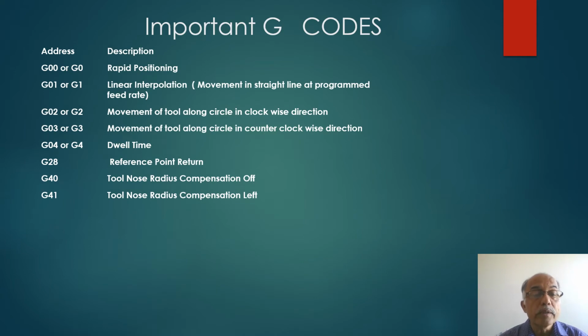G41 defines tool nose radius compensation to the left. While making program for contour or taper, we should define the position of tool, whether in the direction of cut. If tool is on the left side while moving in the direction of cut, then it is G41. When tool is on the right side when we see in the direction of cutting, then this is G42.